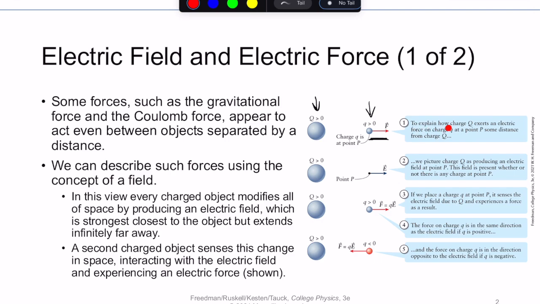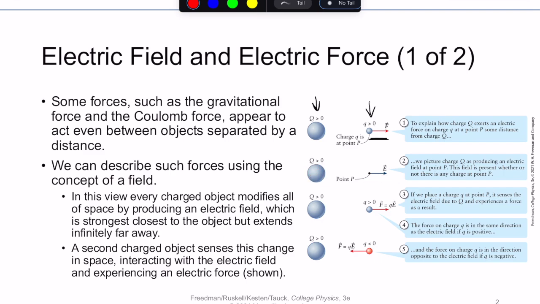So if we read these, this is kind of what I just said in these boxes, right? To explain how big Q exerts a force on little q at some point P, we can picture charge big Q as producing an electric field at point P. And that field is there whether or not little q is there, or 3Q is there, or negative 50Q is there, right? That electric field is there because big Q is present.